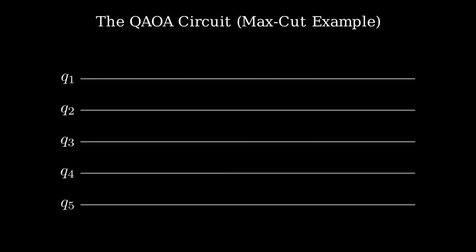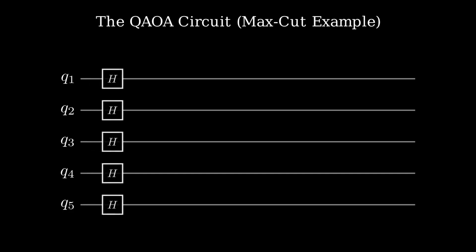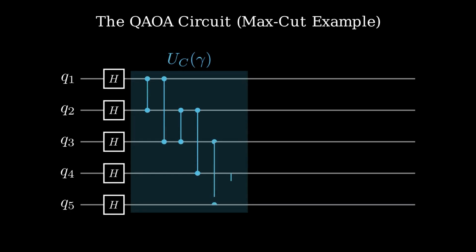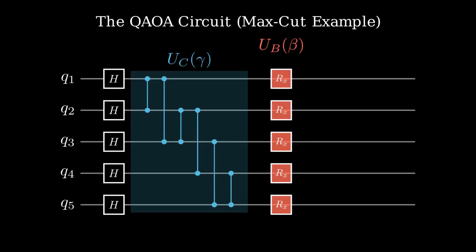Let me show you what this looks like for our MaxCut problem. Consider a simple MaxCut problem with 5 vertices and edges: 1-2, 1-3, 2-3, 2-4, 3-5, and 4-5. Here's the QAOA circuit structure. This shows one layer, p equals 1. The ZZ gates connect qubits corresponding to the edges in the graph, while each qubit gets its own X rotation. For deeper circuits, we repeat this pattern multiple times with different parameters.